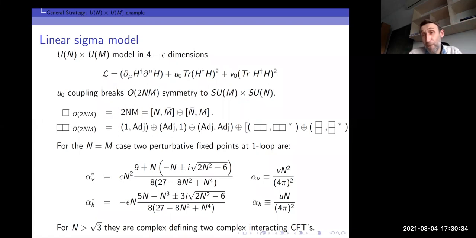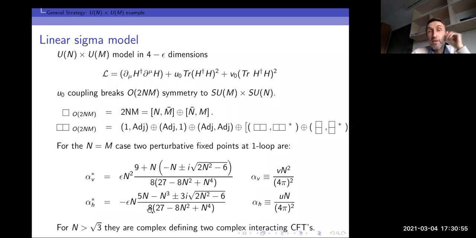So there were several aspects in this model which we liked a lot. For example, at one loop in 4 minus epsilon, if you put n equal to m, let me simplify things here, the one loop perturbative infrared fixed points for n bigger than square root 3 from these expressions, they become complex.